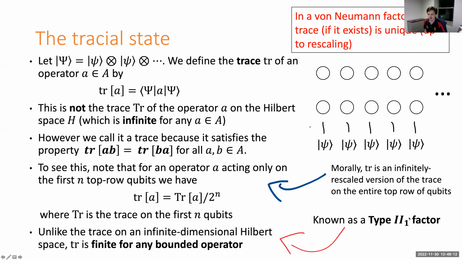Because the trace of the identity is finite, and is in fact 1, we call this a type 2-1 factor. So the type 2 says it's not type 1, but it does have a trace. The 1 says that that trace is finite for any bounded operator.